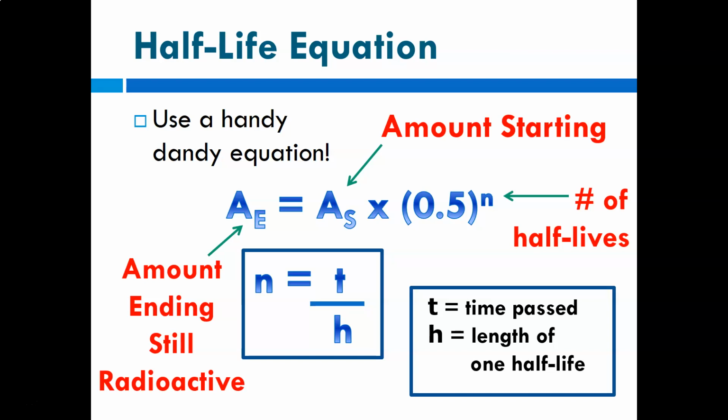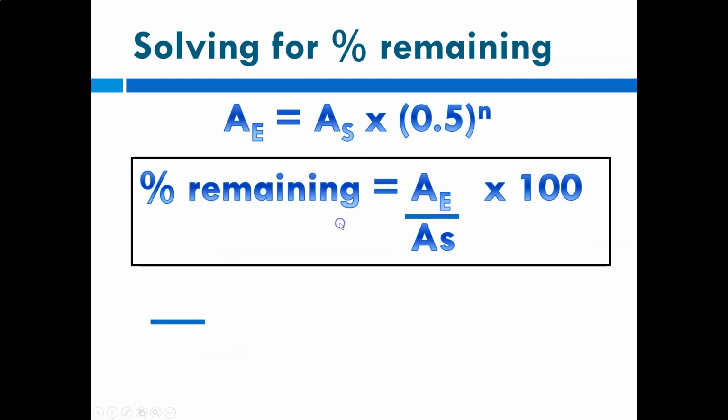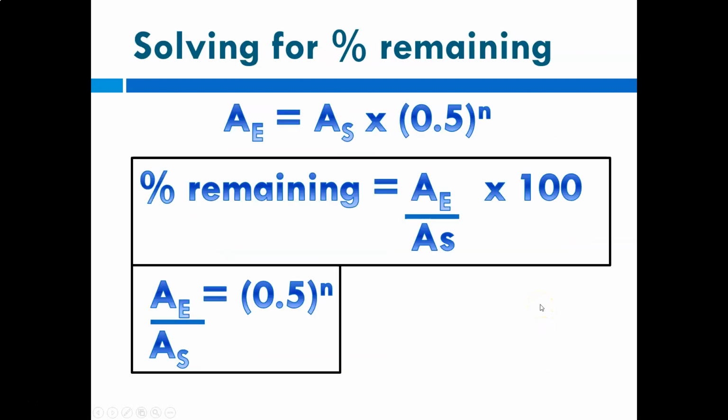Sometimes we may not ask for how much is left over, but instead we might ask for the percent that is left over. If you remember, the percent is the part of a whole. So if AE is the part that you have left, and AS is the whole amount you started with, if you just rearrange this equation, you can find your percent that is left over. So the percent that is still radioactive will be these two numbers divided by each other times 100. And remember, this would be the same as 0.5 to the n.